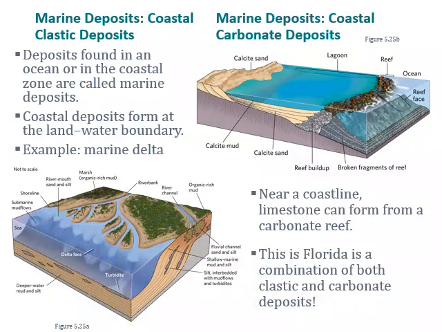Coastal carbonate deposits also exist near coastlines in warm, shallow marine environments. This is where limestone can form from carbonate reefs or from plankton that die and settle on the ocean floor. Florida is a combination of both clastic and carbonate deposits in succession over time.